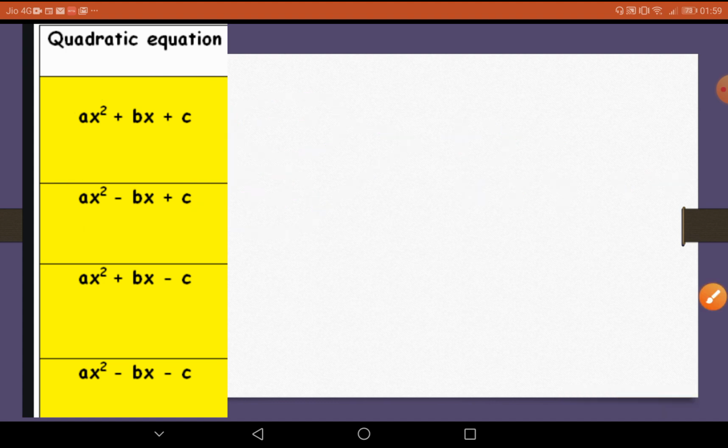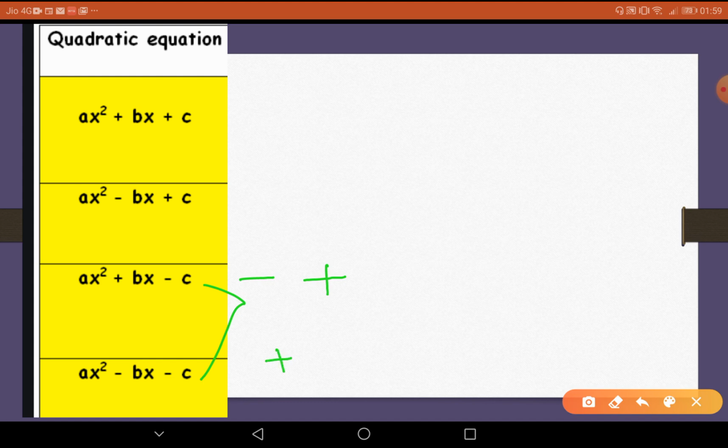Moving to the next trick, which is related to this. Here the sign is plus minus and the solution will be minus plus, and here the sign is minus minus, so the solution will be... I repeat, whenever you get minus minus signs, the solution will always be plus minus.